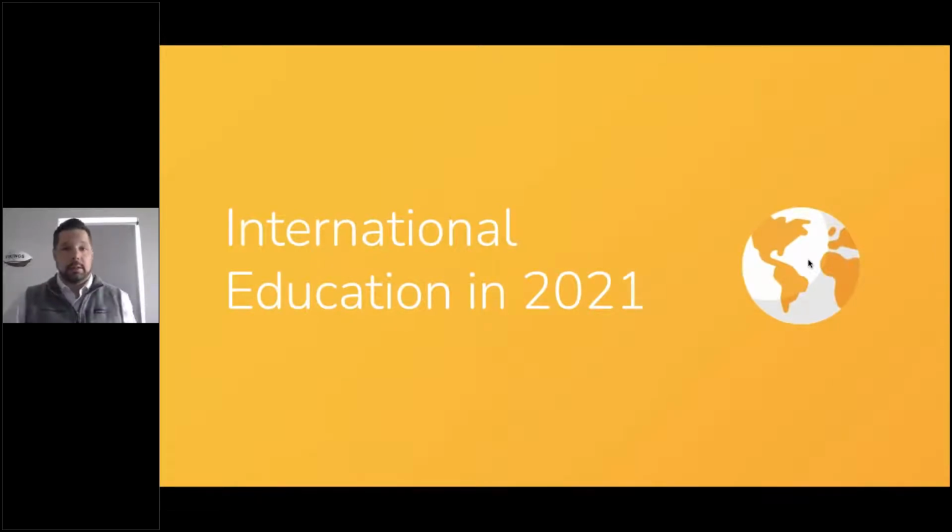So international education in 2021, I think this month really emphasizes it's been about a year since we all kind of went into lockdown. And that really changed the landscape, not only for testing and international students, but for admissions as well.